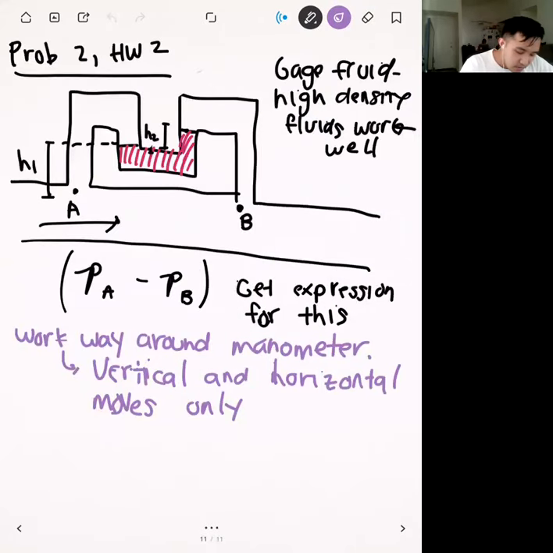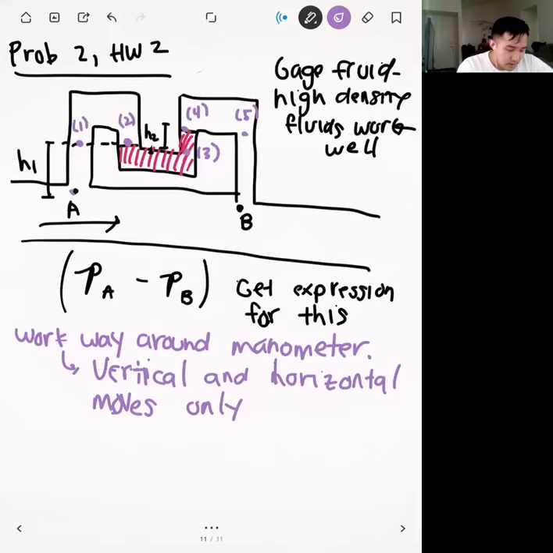Let's start by adding points. Let's go from point A up here. This is a purely vertical move, and we'll call this point 1. Next, let's go horizontally across to the next fluid, and we'll call that point 2. Next, we'll go horizontally across to the gauge fluid, and that'll be point 3. Next, we'll go vertically up to the top of the gauge fluid, so that's going to be point 4. Then we'll go horizontally across to point 5, and from there we can go vertically down to B.